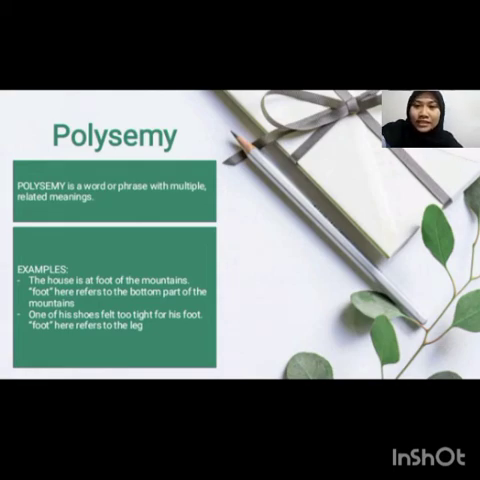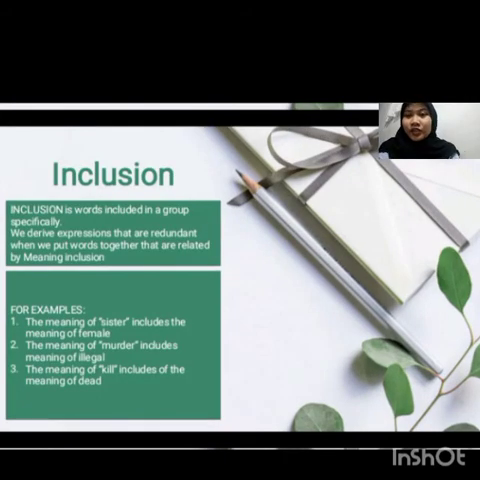The house is at the foot of the mountain. Foot here refers to the bottom part of the mountain. And the second example is, one of his shoes felt too tight for his foot. Foot here refers to his leg.